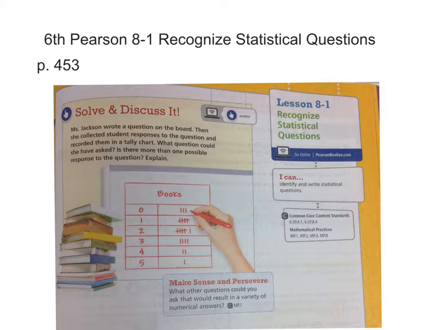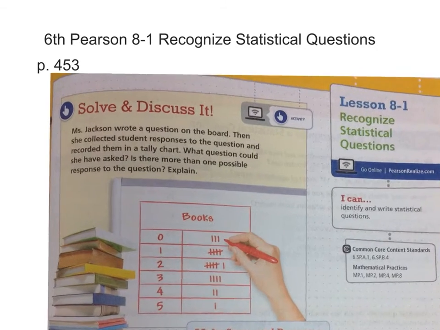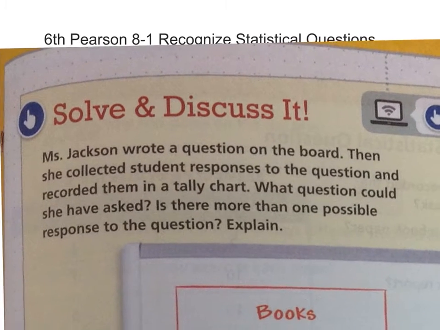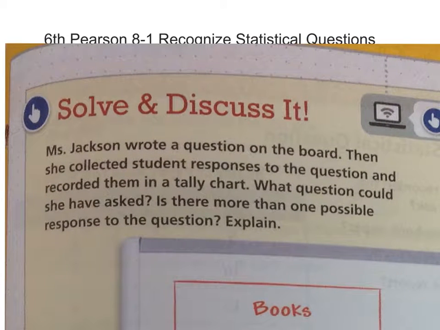Lesson 8.1, we're going to look at recognizing statistical questions. So page 453, Ms. Jackson wrote a question on the board. She collected student responses to the question, recorded them in a tally chart. What question could she have asked? Is there more than one possible response to the question?